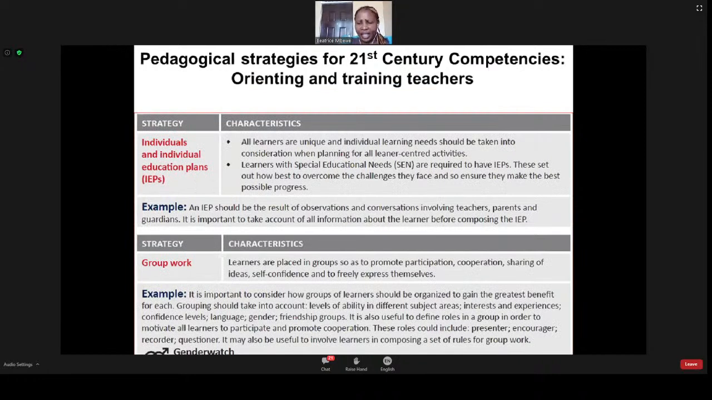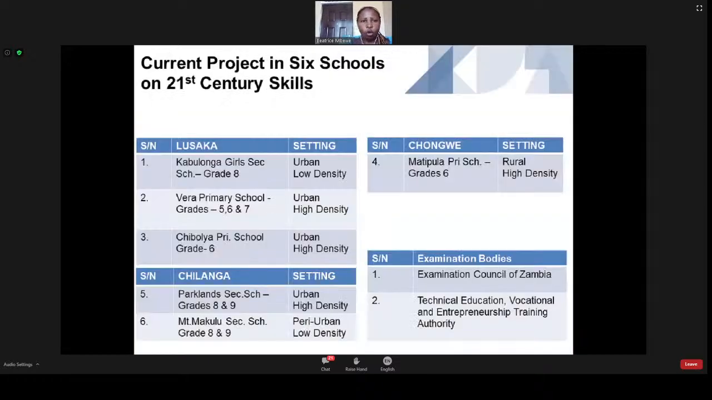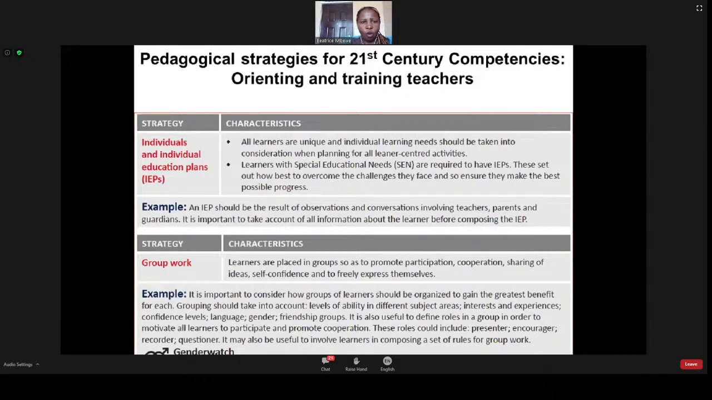As I said earlier, our education system is inclusive. We have not left out the children with special needs. They have also been taken on board as far as the 21st century skills are concerned. As you can see from the example, we also have group work, which captures collaboration.